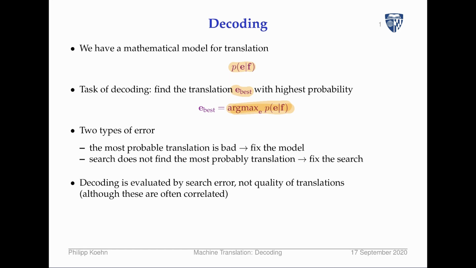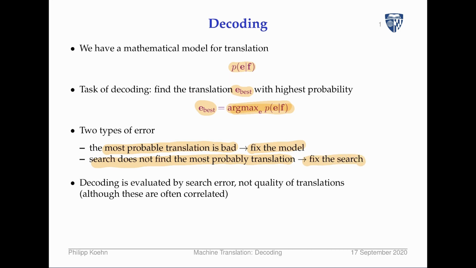Another thing worth pointing out is there are two types of error that can happen when you go through this process and produce a bad translation. One of the errors is that the most probable translation that is being produced, this E-best that actually satisfies this equation, is just a bad translation. That means something is wrong with your model, so you need to fix the model. Another one is that yes, your model would give a really good translation the highest probability, but search doesn't find that most probable translation, and then you fix the search.